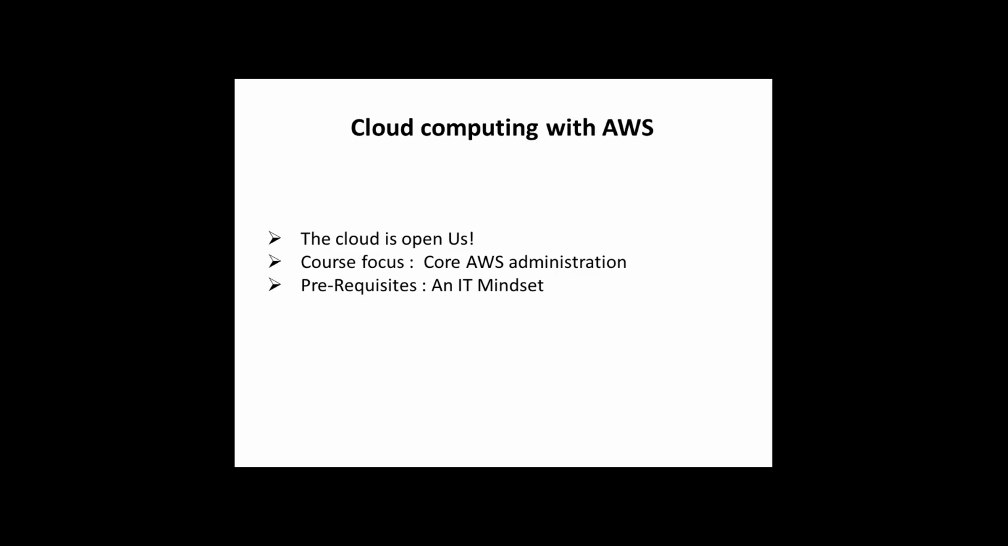The main focus of this total course is the core AWS administration, meaning cloud operations on AWS. What is cloud? Cloud means nothing but a data center which is not located in our office. It will be in another place. Why we are keeping it in another place, we will discuss in the next slides. What is the prerequisite for this course? An IT mindset.